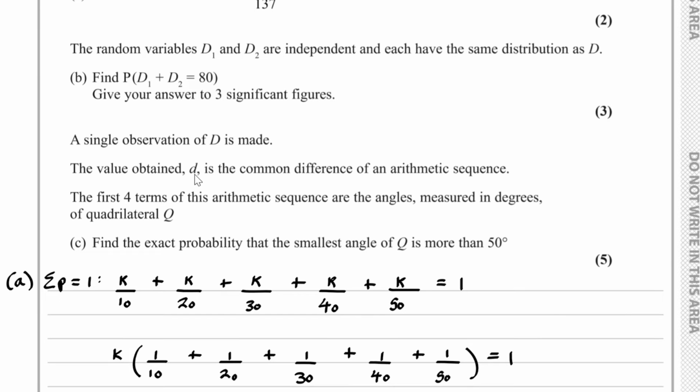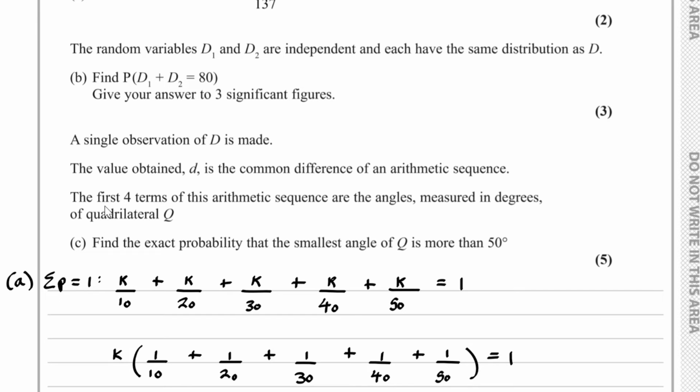For part C of the question, a single observation of D is made. The value obtained, D, is the common difference of an arithmetic sequence. The first 4 terms of this arithmetic sequence are the angles, measured in degrees, of quadrilateral Q. We have to find the exact probability that the smallest angle of Q is more than 50 degrees.